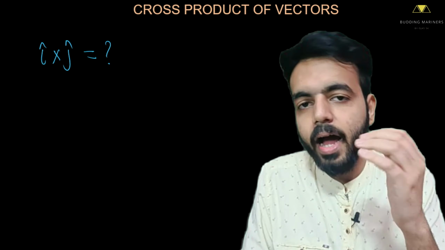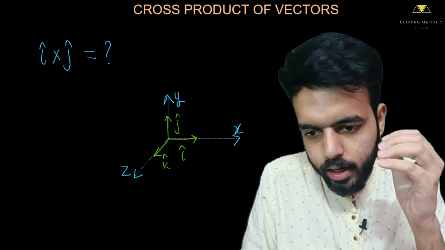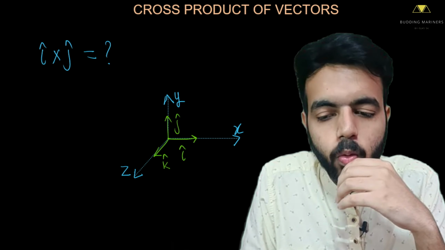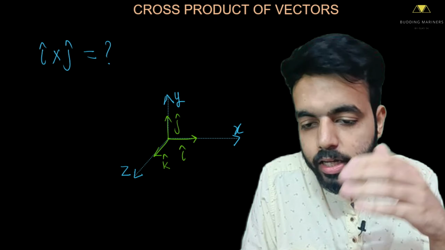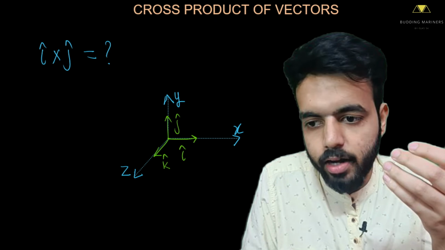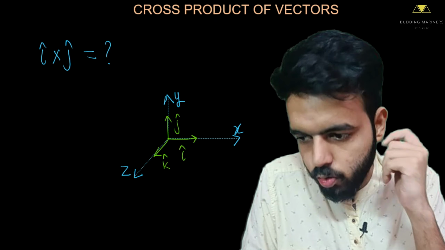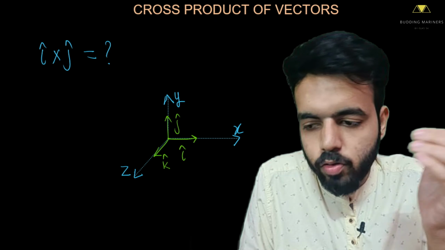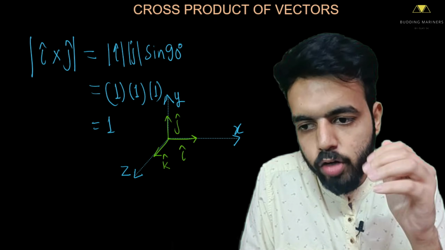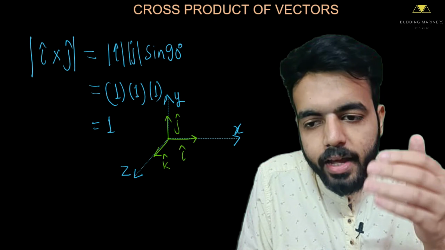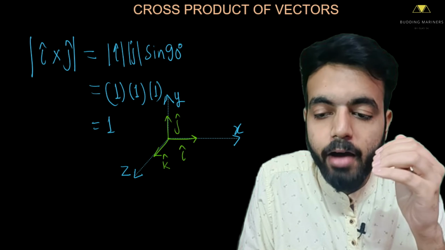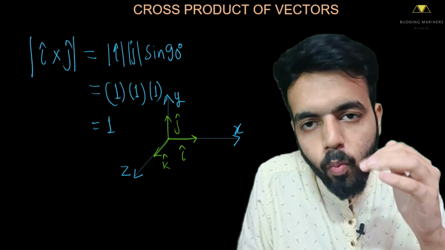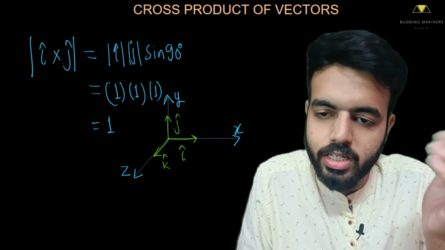Now let's calculate I cross J. So what is I, what is J, what is K, we all know. They are orthogonal unit vectors. So the angle between all of them is 90. So I and J are at 90 degrees with one another. So I cross J will be a vector. So let's get the magnitude first. So magnitude of I cross J is equal to magnitude of I, magnitude of J times sine 90, because the angle between them is 90 degrees. So we have 1 times 1 times 1. So we get 1. So I cross J's magnitude is 1.